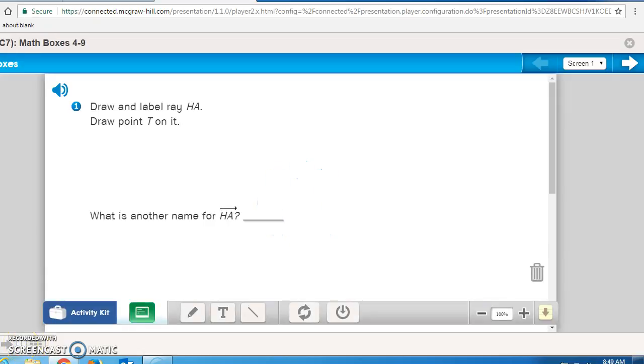Next you're going to do Math Journal page 132. This is reviewing skills that have been taught in previous lessons. So the first one says draw and label ray HA, draw point T on it, and then what is another name for ray HA. Remember, you had the little cheat box in the corner that shows you in your SRB where to look to help you with this answer.